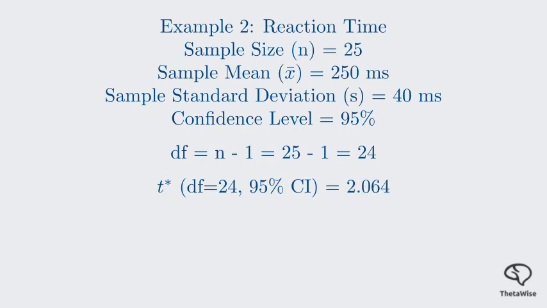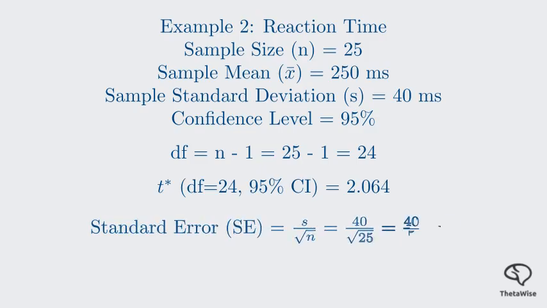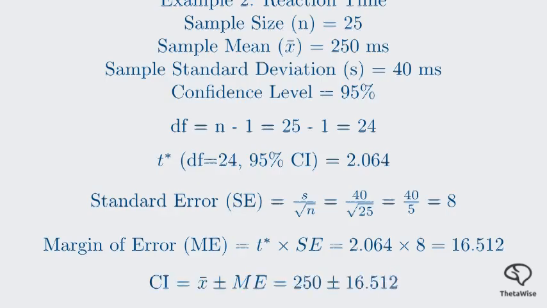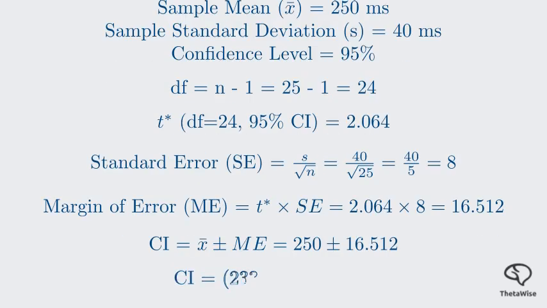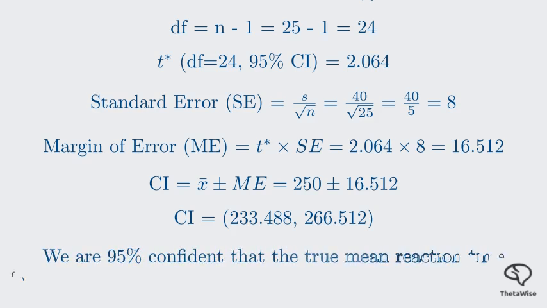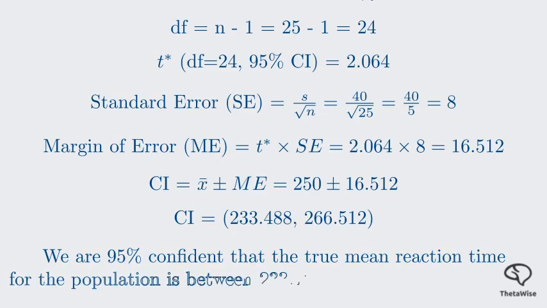Now, let's calculate the standard error. The standard error is 40 divided by the square root of 25, which is 40 divided by 5, giving us 8. Next, the margin of error. The margin of error is 2.064 times 8, which is 16.512. Finally, the confidence interval. The interval is 250 plus or minus 16.512, which is 233.488 to 266.512 milliseconds. We are 95% confident that the true mean reaction time for the population is between 233.488 and 266.512 milliseconds.